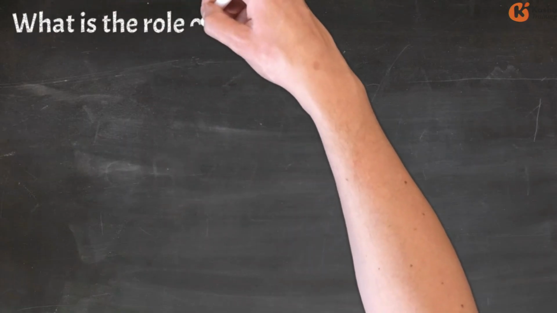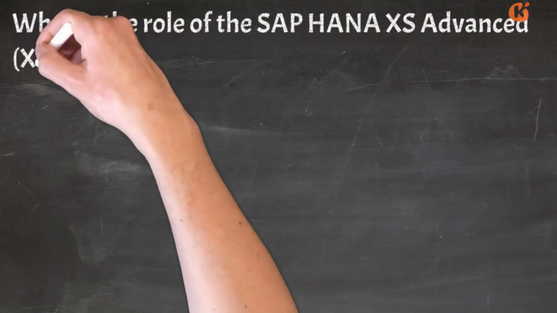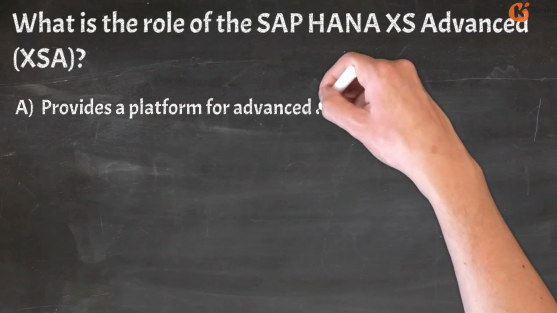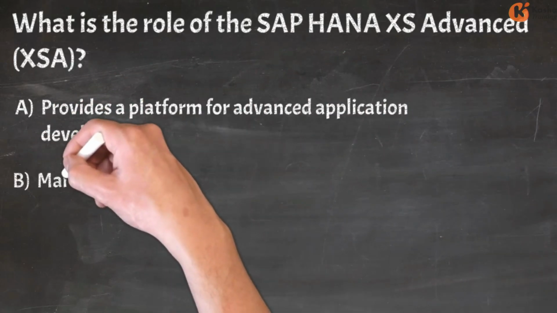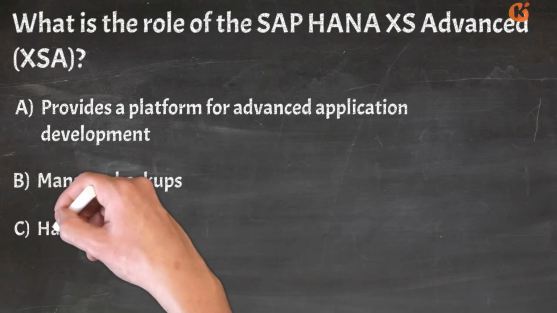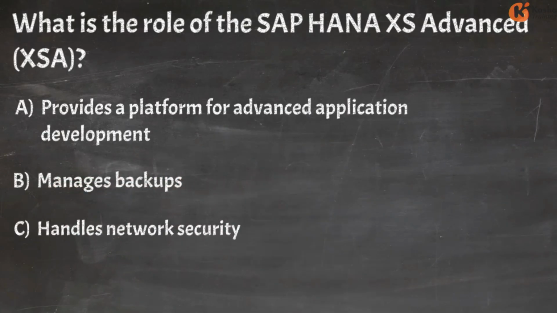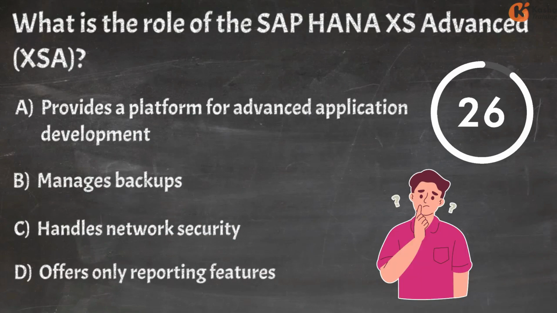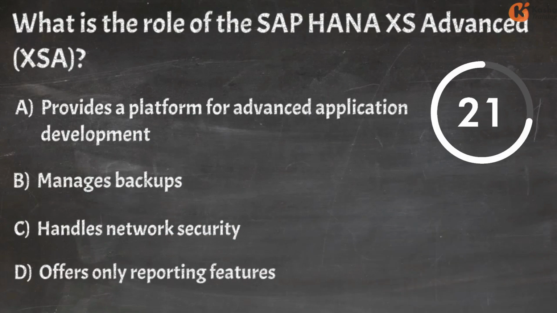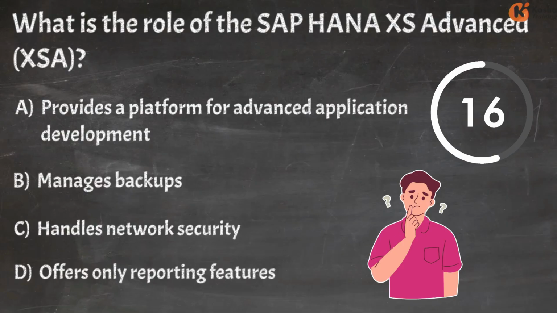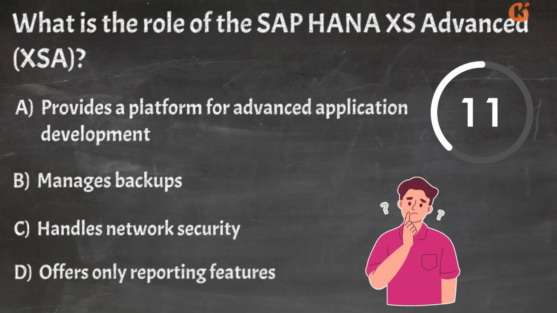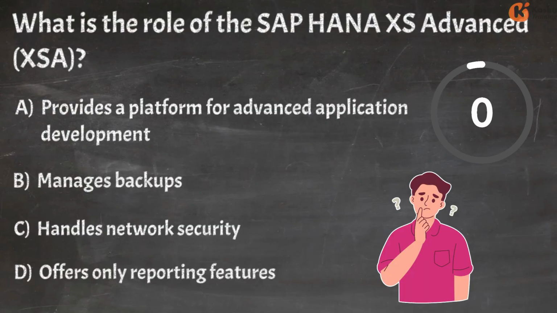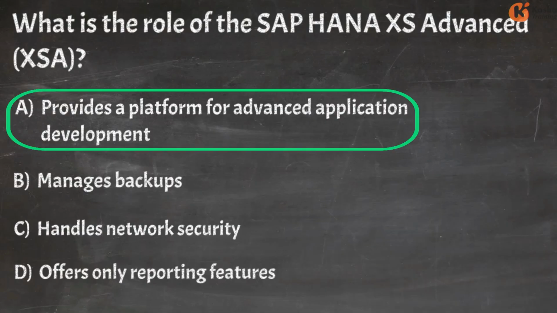Question 15. What is the role of the SAP HANA XS Advanced, XSA? A. Provides a platform for advanced application development. B. Manages backups. C. Handles network security. D. Offers only reporting features. Correct answer A. Provides a platform for advanced application development.